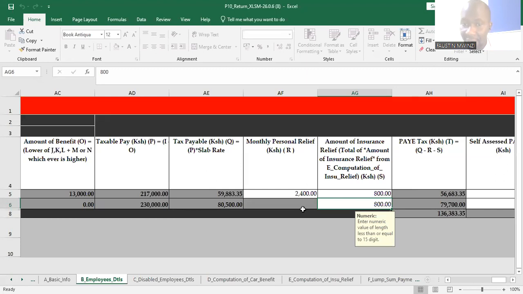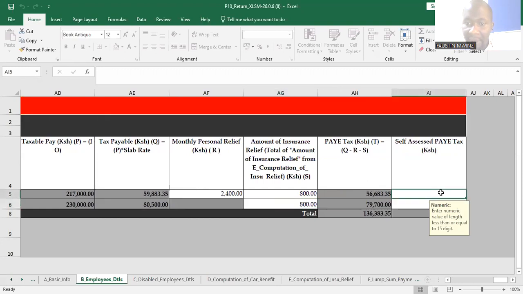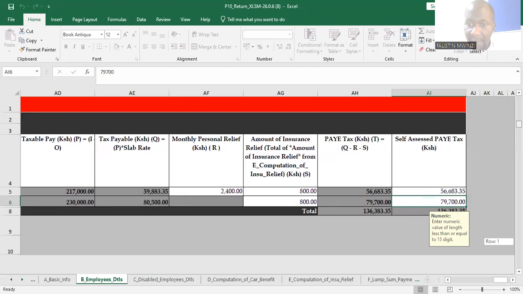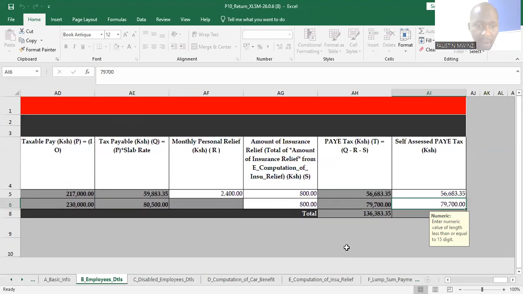And this relief, did you notice the section for monthly relief was grayed out? Now, self-assessed amount shall be 56,683.35. And we repeat here 79,700. That becomes our self-assessed amount. Yes. Now, there's another category of employees I need to demonstrate how we deal with them.